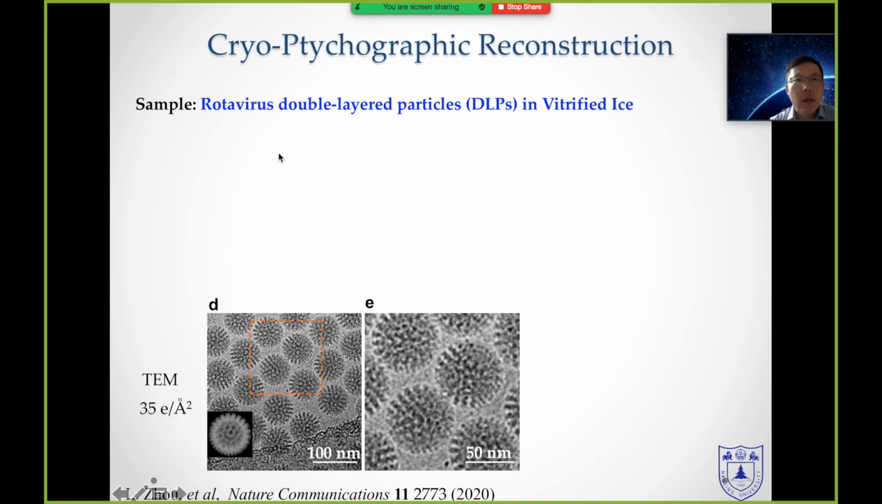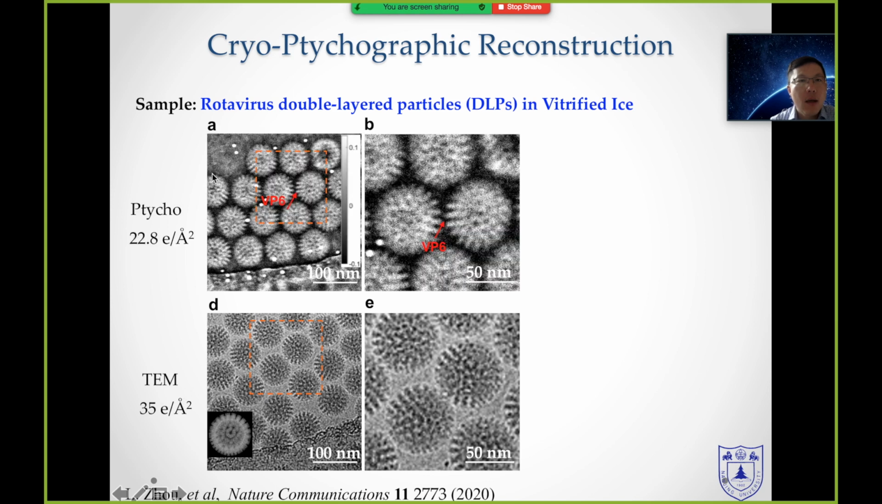The sample we used in this cryo experiment was rotavirus. This is a conventional defocused cryo-TEM image acquired at a dose of 35 electrons per angstrom squared. This is the ptychography reconstructed phase of the object at a dose of 23 electrons per angstrom squared. In this enlarged image, the phase shows stronger contrast from viral particles, and both capsid trimers of viral protein VP6 and the channel between them can be clearly seen.